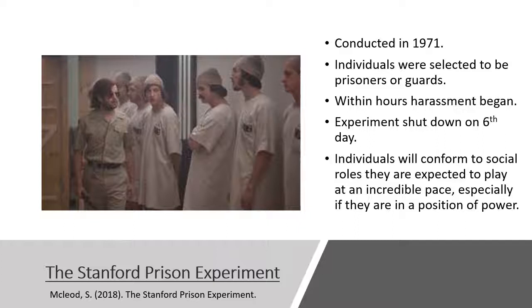Prisoners were treated like any criminal. They were arrested at their homes and taken to the local police station, where they were fingerprinted, photographed, and booked. After being booked, prisoners were blindfolded and taken to the Stanford basement, which had barred windows, barricaded doors, and small cells. When a prisoner arrived at the prison, they were stripped, given prison clothes, and told that they would be referred to by their number from now on. Guards were given matching uniforms, sunglasses, and were told to do anything they believed necessary to keep order within the prison.